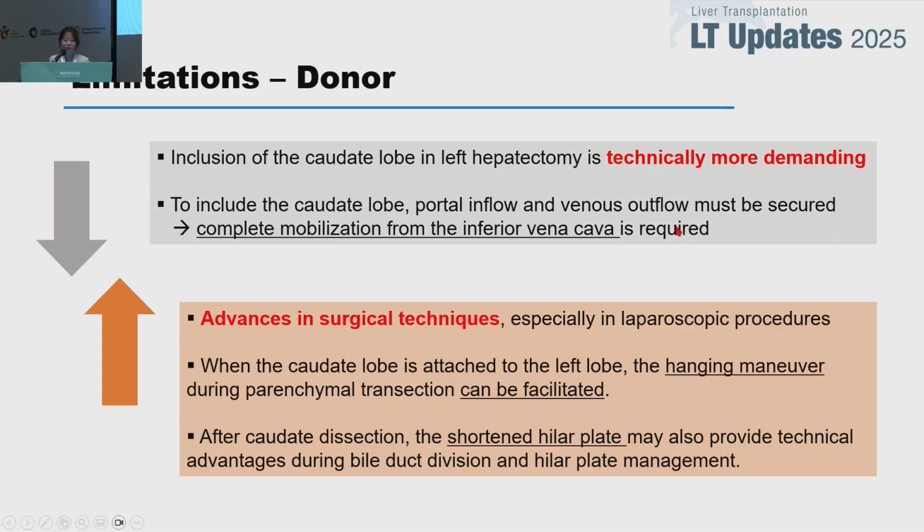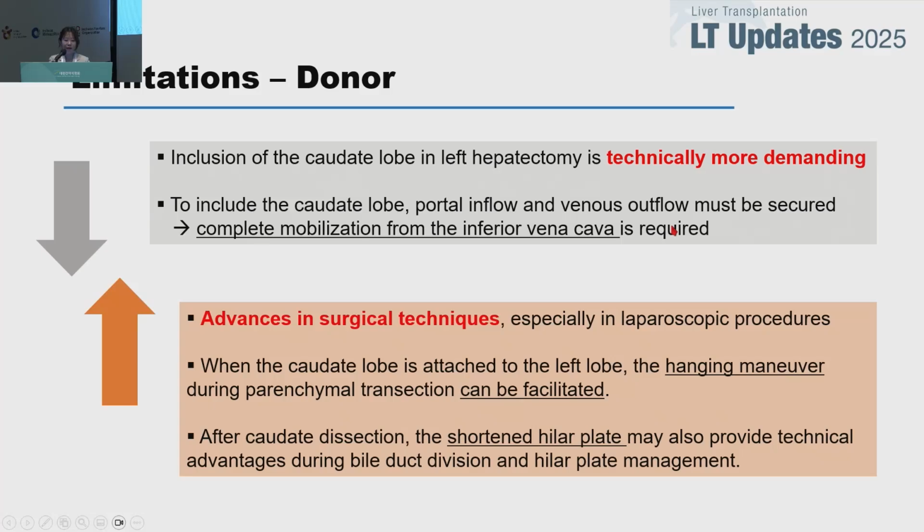However, caudate lobe inclusion also has some limitations. From the donor perspective, inclusion of the caudate lobe in left hepatectomy is technically more demanding. To include the caudate lobe, portal inflow and venous outflow must be secured, so complete mobilization from the IVC is required. However, with the recent shift toward minimally invasive donor surgery and advances in surgical techniques, increasingly complex laparoscopic procedures are being performed, so we believe that the learning curve for caudate resection has been largely overcome in most centers.